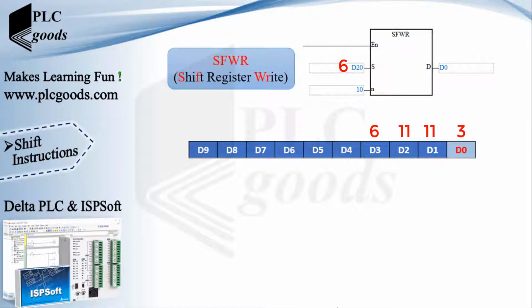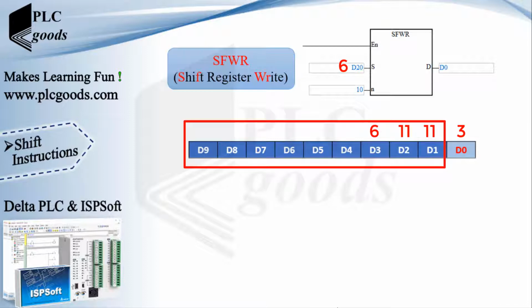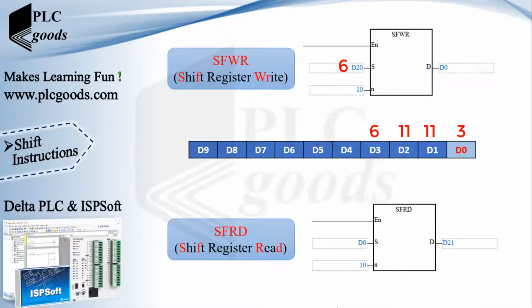This process can be continued until the stack memory won't have anywhere to store data. For now, D0 is used as a pointer, and D1 to D9 to store data. Well, I can use the SFRD instruction to use stored numbers.